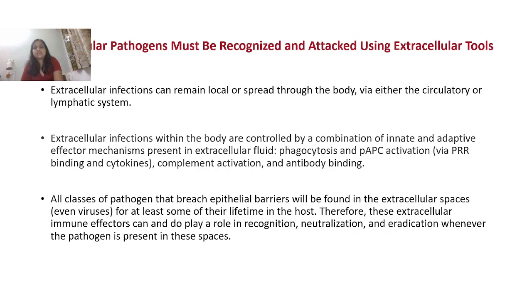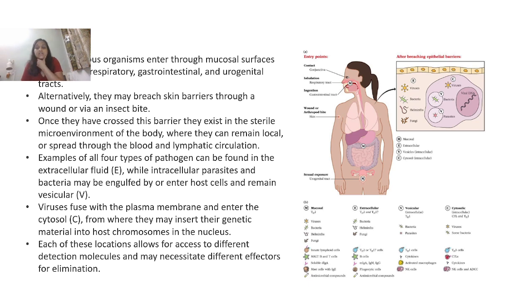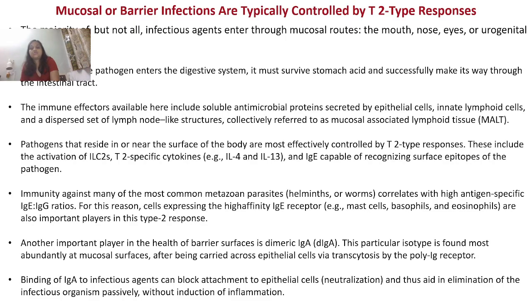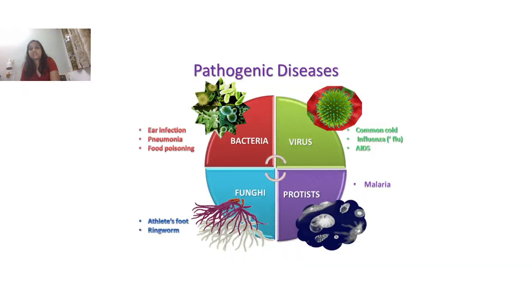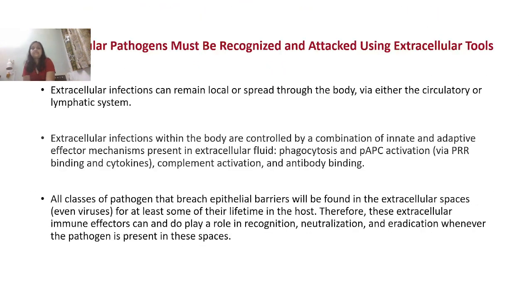You can see that extracellular pathogens are mostly controlled by the Th2 or Th17 response, while intracellular ones are controlled by the Th1 response. So there are two types of response depending on the site of entry or the site of localization of the pathogens.